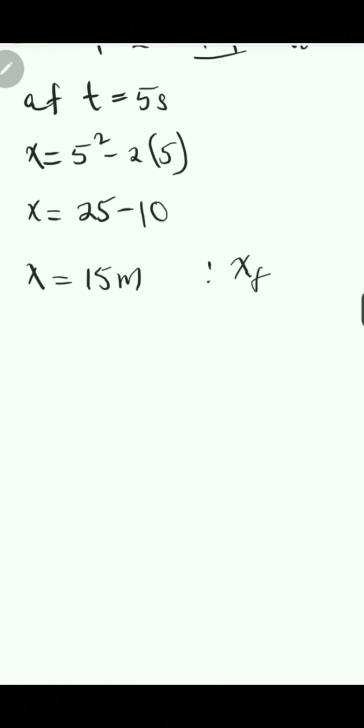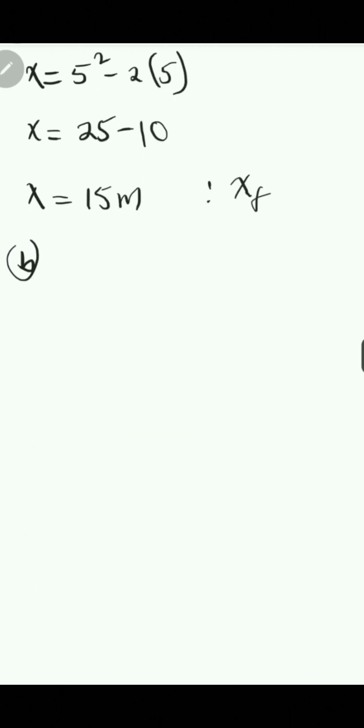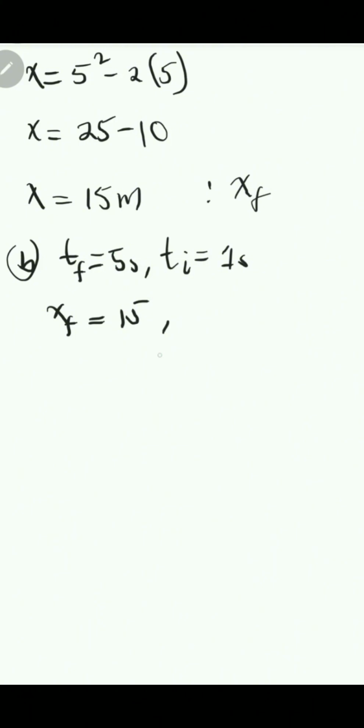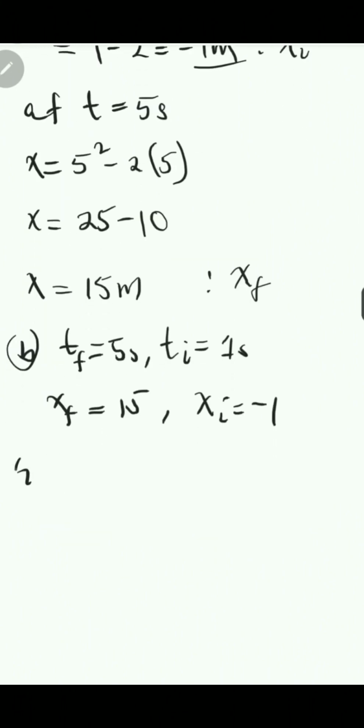We now move to part B, where we're told to find the displacement. The displacement is simply the overall change in position. We're going to simply subtract the initial position from the final position, which is our change in x, the overall change in position at the time interval of 5 seconds as the final and 1 second as the initial. So when time is equal to 5 seconds, the position is 15 meters, and when the time is at 1 second, what you get for the position is negative 1.